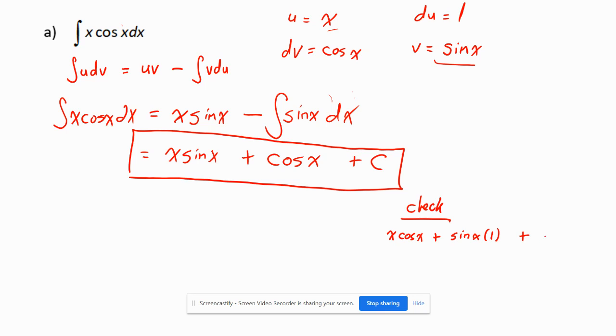Derivative of cos x is negative sine x, and the derivative of c is just 0. Okay, so what we get here is x cos x plus sine x minus sine x, and those guys just cancel out, which gives us the x cos x that we had at the very beginning over here.